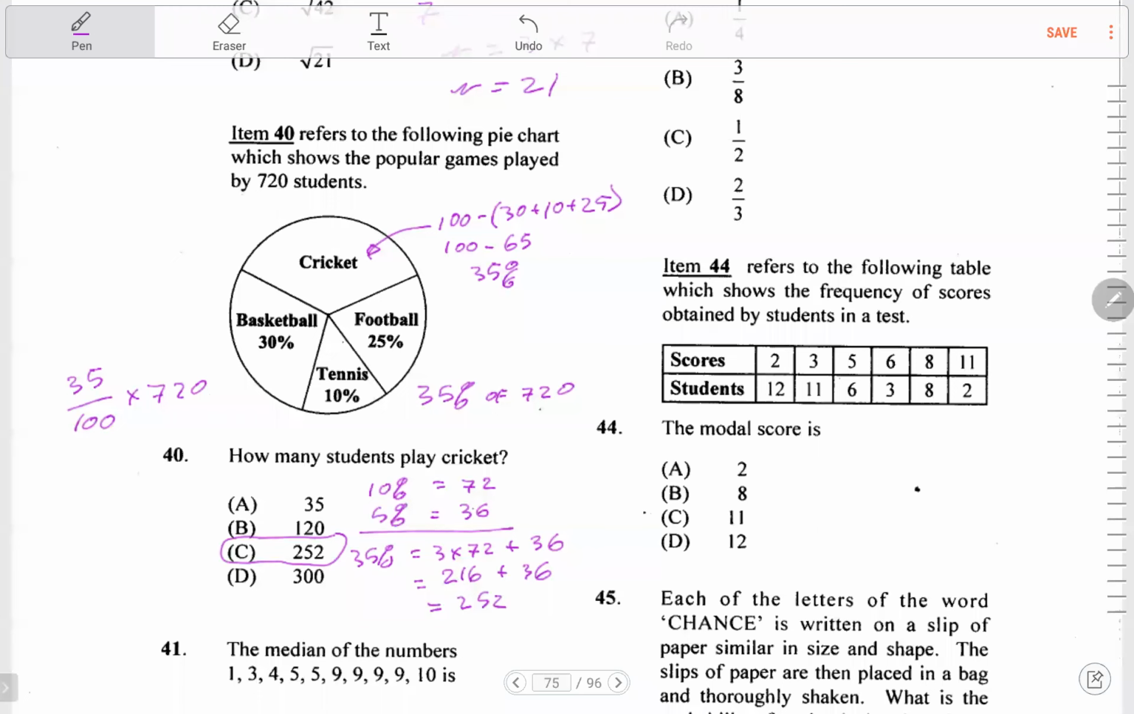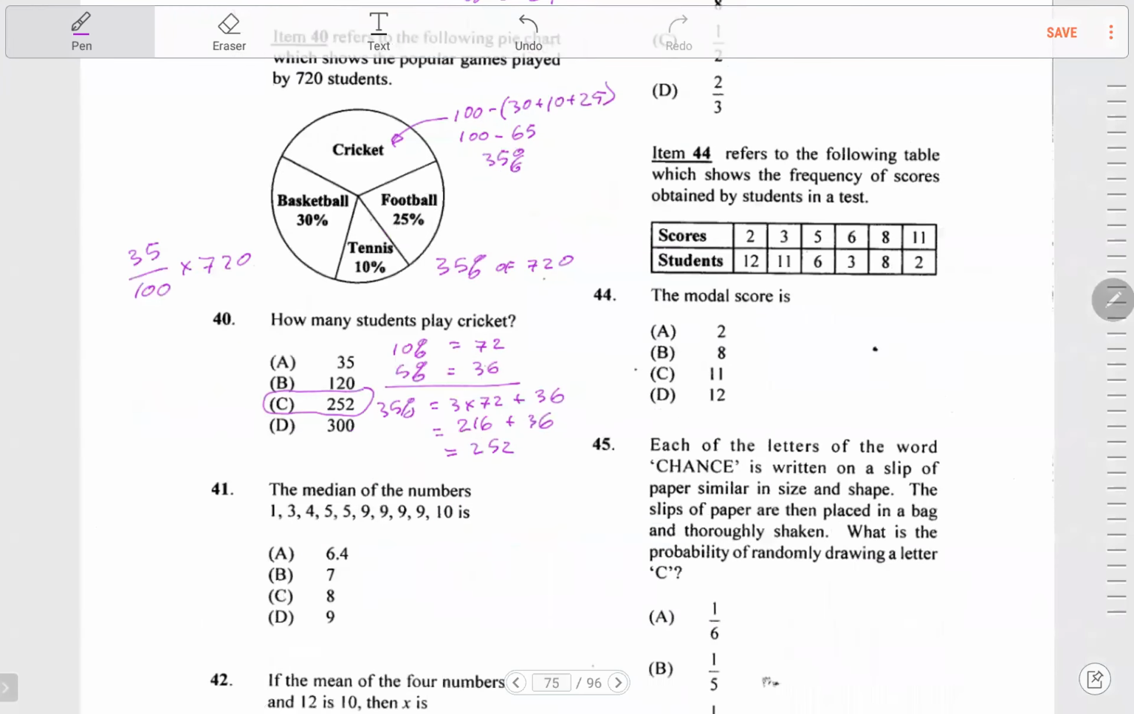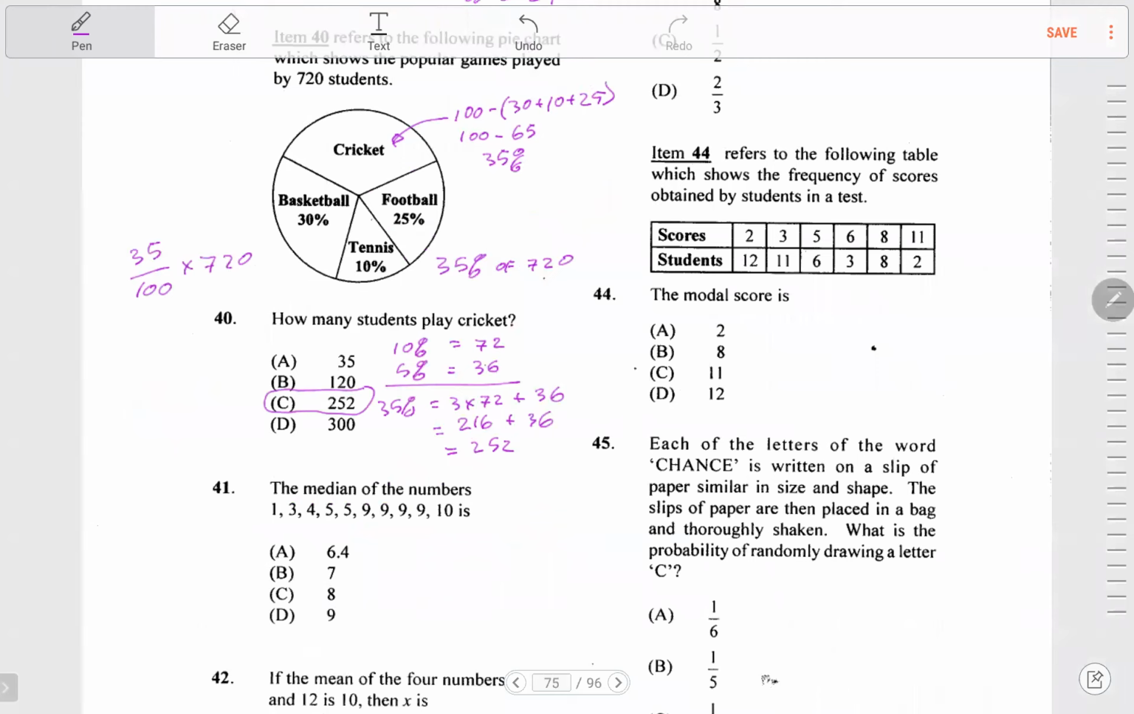All right, so it's 252. Now the median of these numbers. How many values are there? 1, 2, 3, 4, 5, 6, 7, 8, 9, 10. So I have to add an 11th value in between.